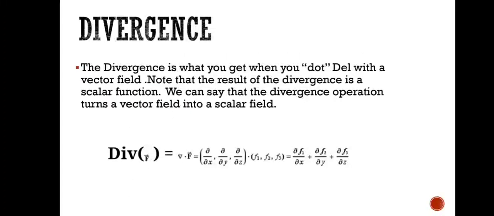The divergence is what you get when you dot del with a vector field. Note that the result of divergence is a scalar function. We can say the divergence operation turns a vector field into a scalar field. If Ai is a contravariant vector, the divergence of Ai is defined as the contraction of the covariant derivative of Ai, which is defined as the divergence of vector Ai. The divergence of Ai is also denoted by div A, thus div Ai is Ai comma i.